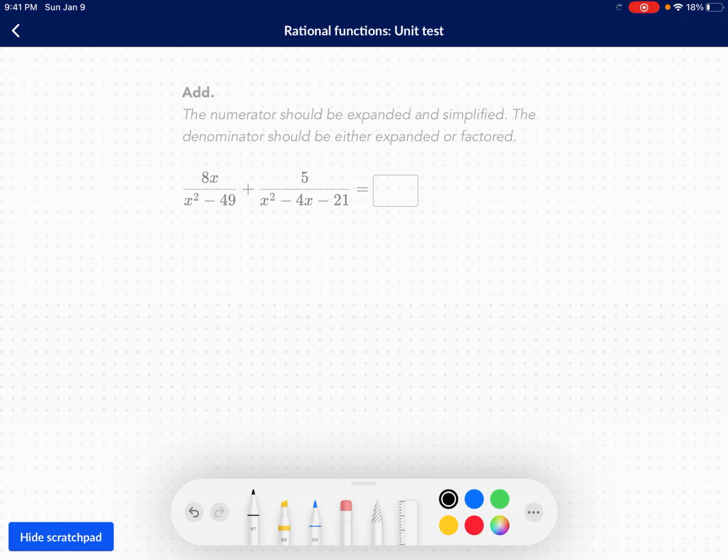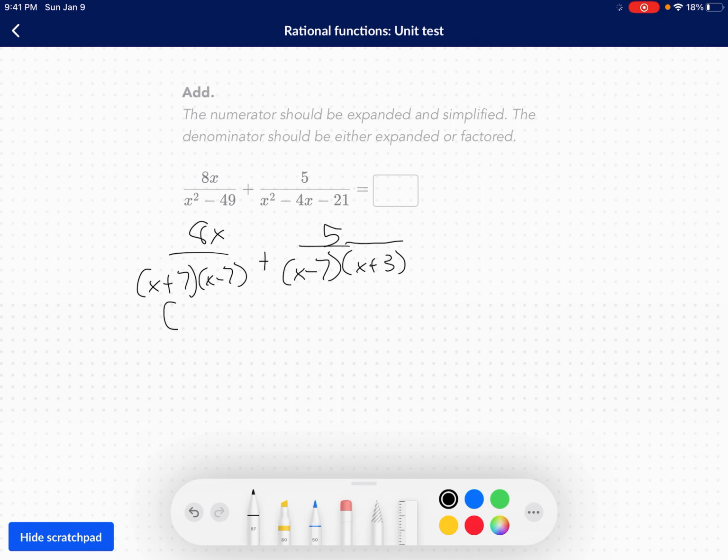Okay, so we just factor the denominators. So 8x, x plus 7, x plus 7, x minus 7, difference of 2 squares, plus 5, and x minus 3, x plus 3, x minus 7, x plus 3, right? Because negative 7 times 3 is negative 21. Negative 7 plus 3 is negative 4. That's correct. So for the least common multiple, you put x plus 3 on this side and x plus 7 on this side. But whatever you do to the denominator, you have to do to the numerator. Put that there too, and just solve it normally.